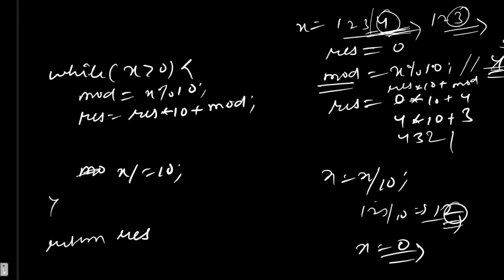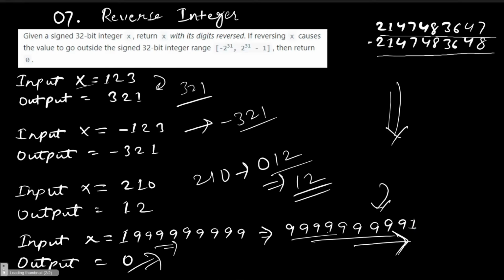Okay, and then at last we have to return result. So this is the simple solution, but we have to take care of additional conditions, like for negative values and the maximum and minimum value. How can we take care of that?